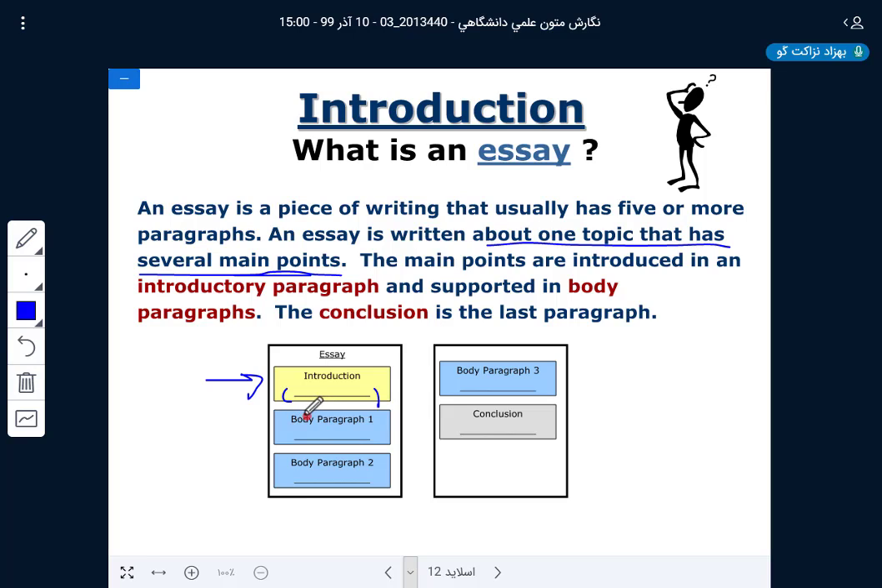So the body paragraphs have their own topic sentences. Each body paragraph has only one topic sentence, not more than one. So the first body paragraph, the second body paragraph, and the third body paragraph. So three topic sentences. And each body paragraph develops one idea in order to show the unity. If we have more than one idea, the paragraph lacks one of the important features, and that is the unity.